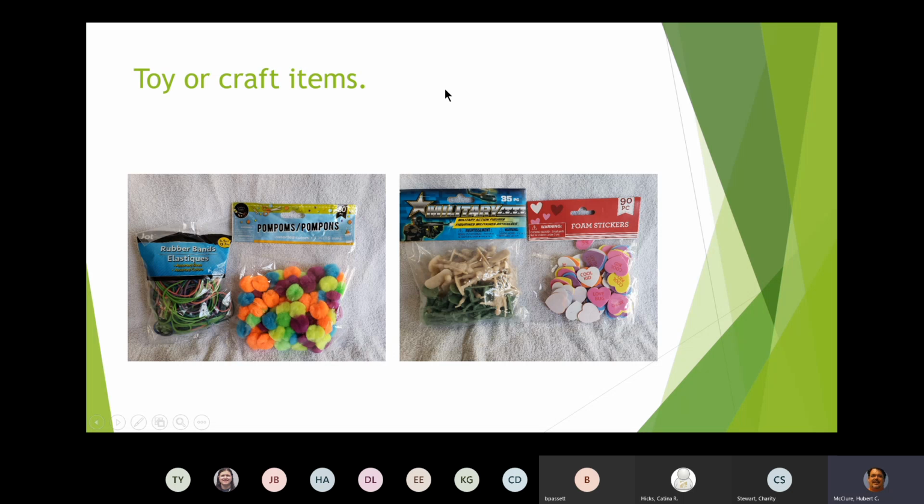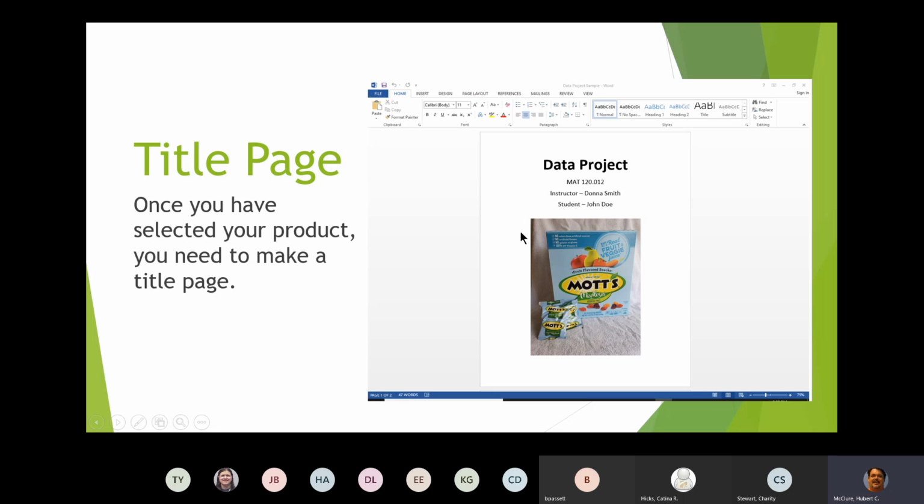And then you're going to do a title page. Your title page should have your data project on it. You would call it data project. You can call it data project on M&Ms and Skittles. Math 120, this is -24. Instructor, Hubert McClure. Student, whatever your name is. And if you want to put a picture on the front of it, I would suggest it. Do a title page.